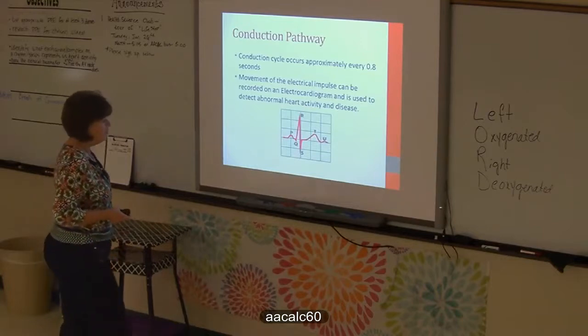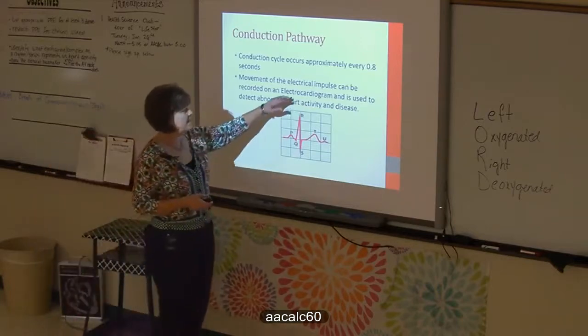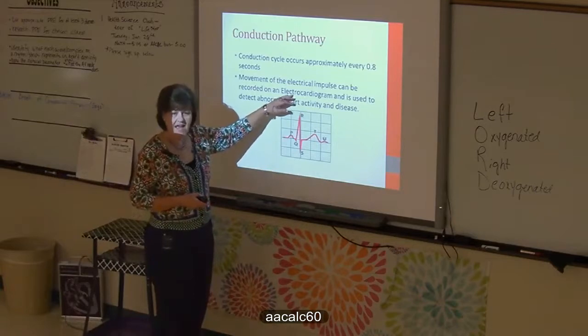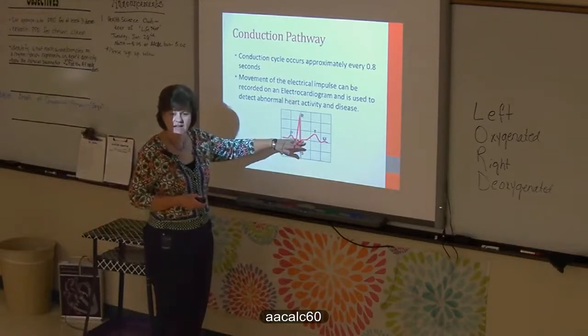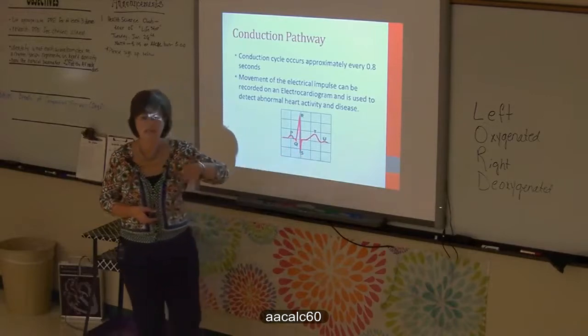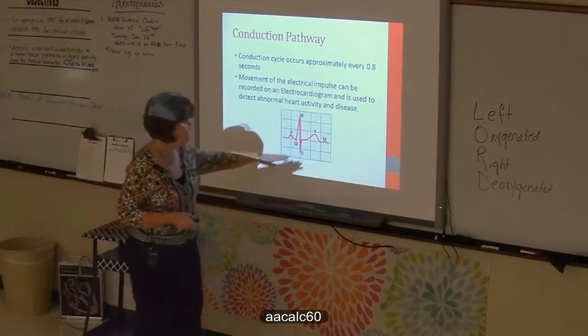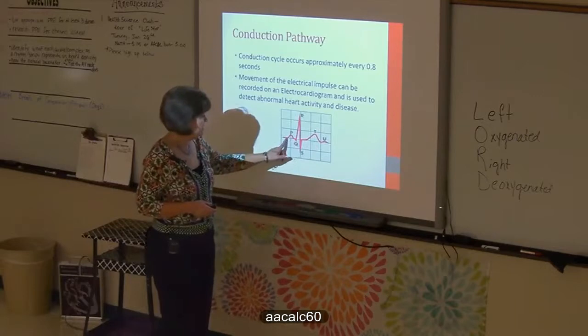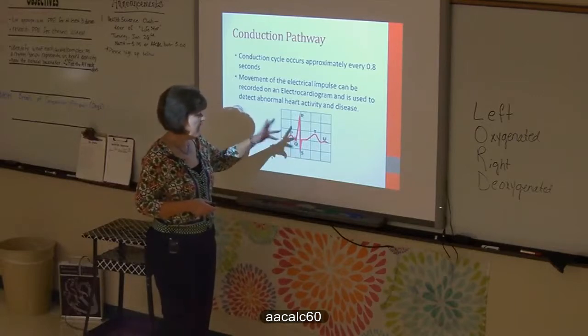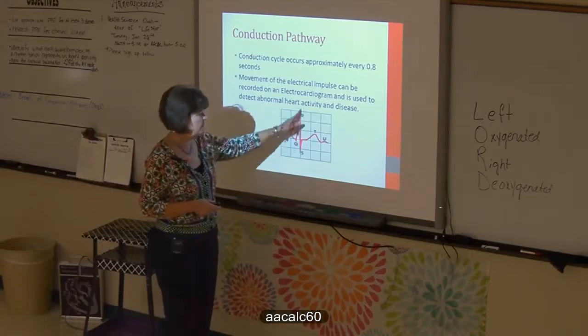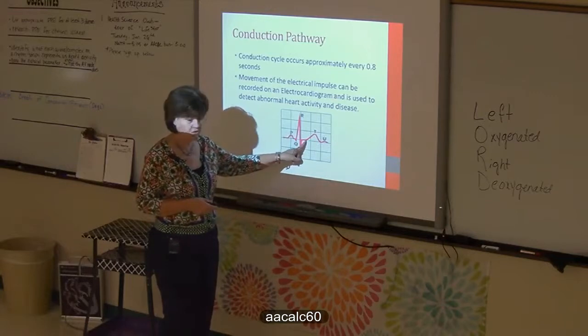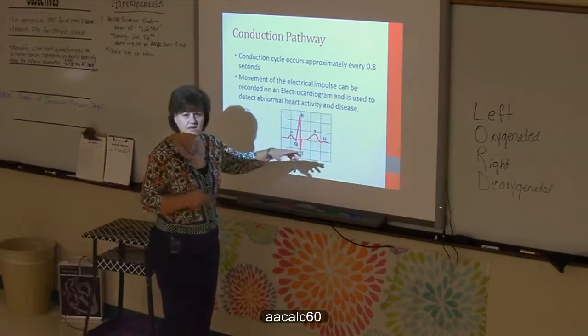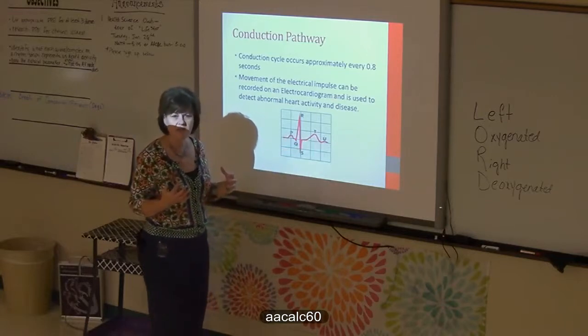So what we can do is get an electrocardiogram, and what an electrocardiogram does is it tracks that electricity. It tracks the electricity in the heart, and that's what we see here. The P is where the atria are contracting. The QRS is where the ventricles are contracting. This wave is when the ventricles are relaxed and getting ready to go again.